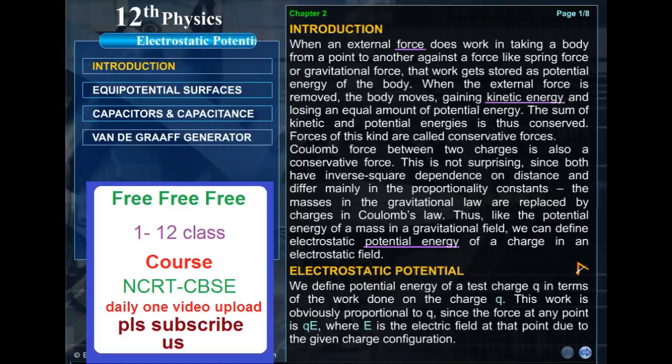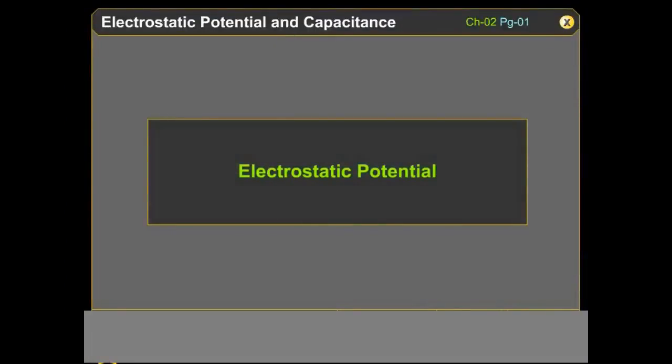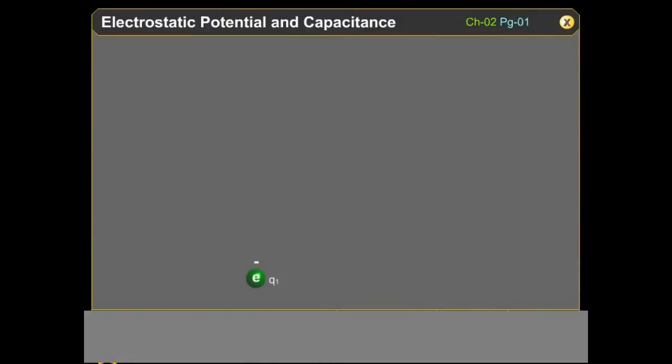Electrostatic potential. Let Q1, Q2, Q3 and Q4 be the unit charges. P and R are the initial and final positions. Here, work done on a test charge Q by the electrostatic field due to any given charge configuration is independent of the path and depends only on its initial and final positions.